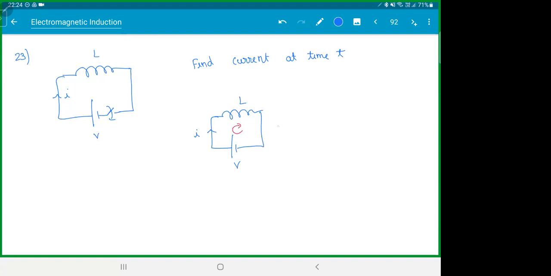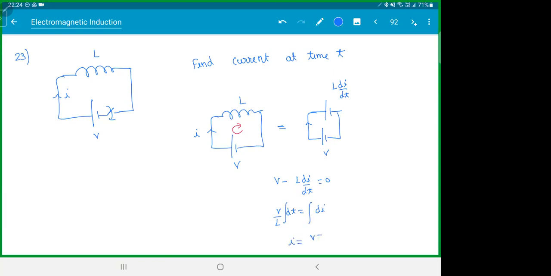Remember, this guy will act like a battery, back EMF, which is L di by dt. We're not going to write like this later on. You can directly write V minus L di by dt. So V minus L di by dt is equal to 0. So this will be V by L dt is equal to di. Integrate on both sides.